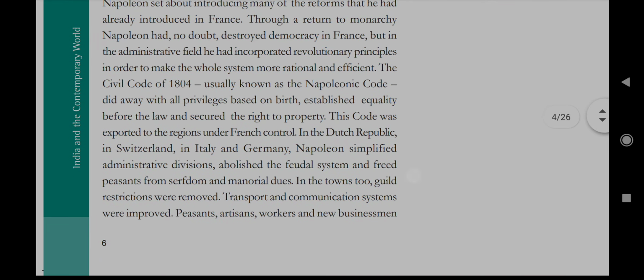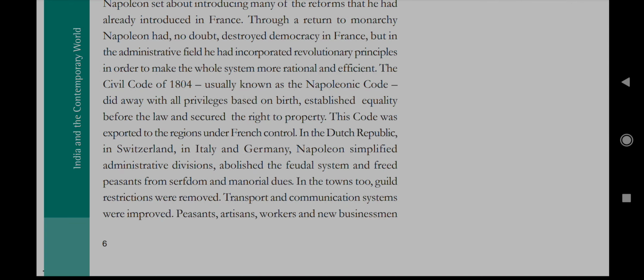Like, one was the Civil Code of 1804. So you need to mark this. This can be a question: write a short note on the Civil Code of 1804, also known as the Napoleonic Code. So it can be the Napoleonic Code as well, or the Civil Code of 1804. Two names. Now what was this? This was a rule initiated by Napoleon under his rule, which did away with all the privileges based on birth, established equality before law, and secured the right to property.